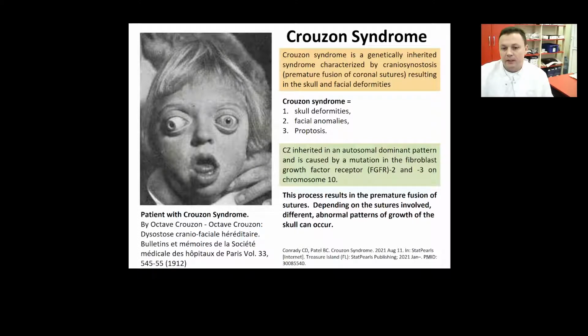Crouzon syndrome is inherited in an autosomal dominant pattern and caused by a mutation in the fibroblast growth factor receptor, FGFR2 or FGFR3, on chromosome 10. This process results in the premature fusion of sutures, the complexity of which, and why a specific suture is involved, is not currently known. Depending on the sutures involved, different abnormal patterns of growth of the skull can occur.